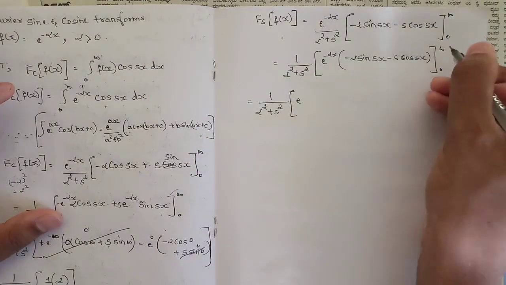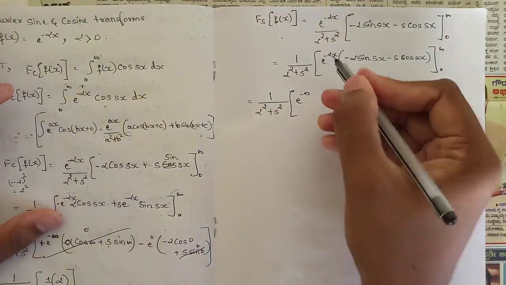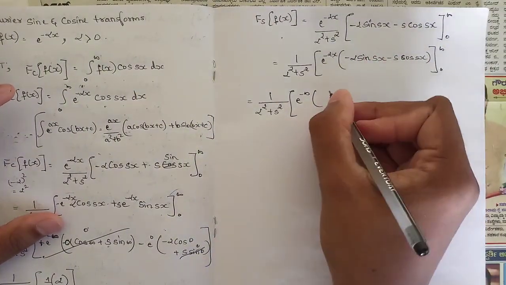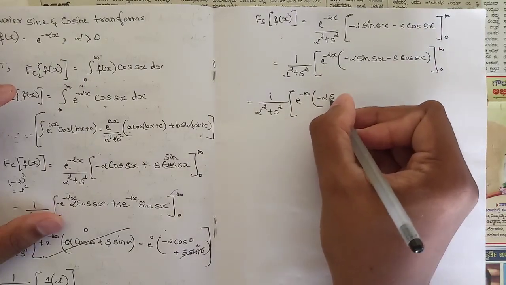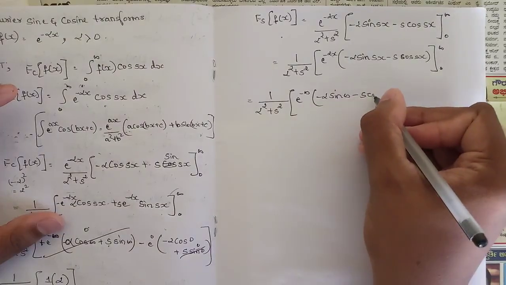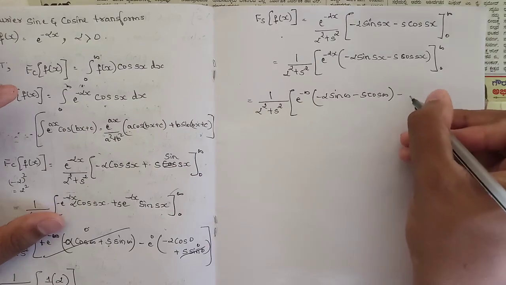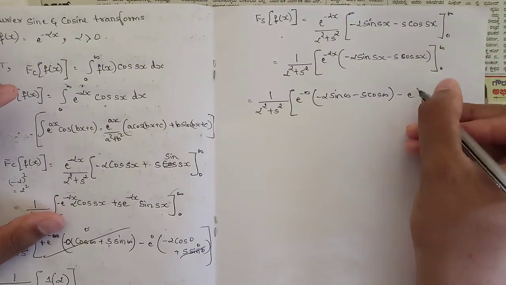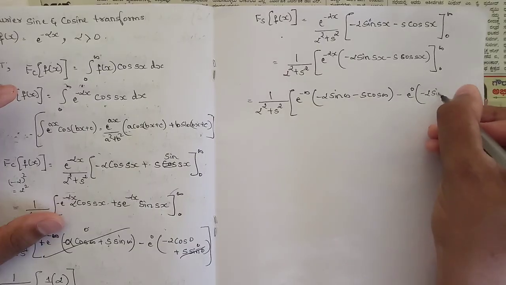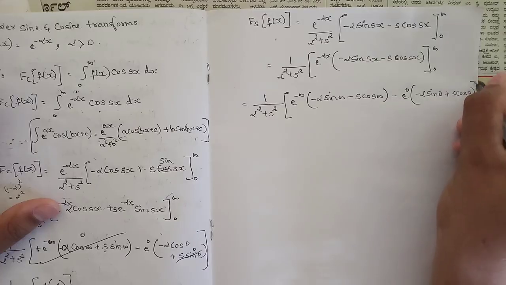The upper limit is infinity, so it is e to the power minus infinity, x is replaced by infinity, and infinity into anything is again infinity only, into the brackets minus alpha sine infinity minus s cos infinity, minus e to the power, again x is replaced by 0, the lower limit, so it is e to the power 0 into minus alpha sine 0 plus s cos 0.